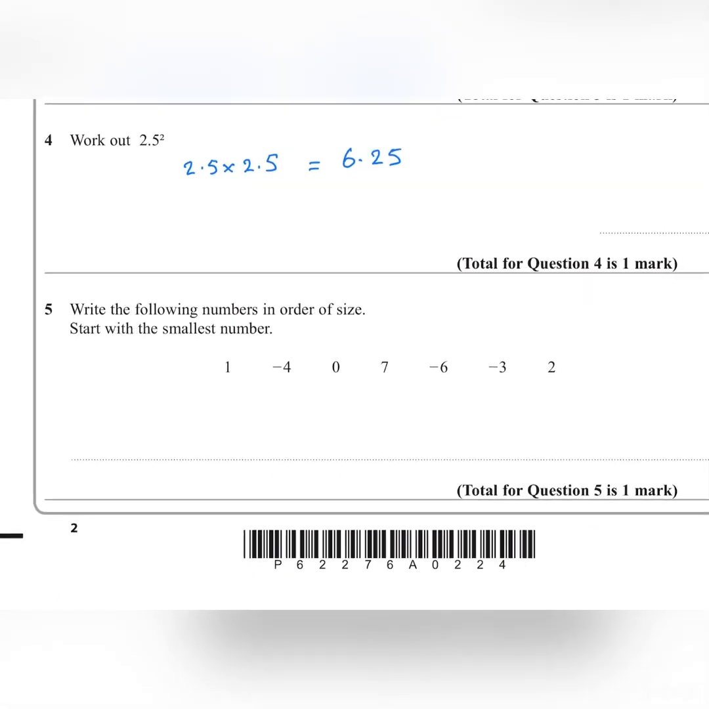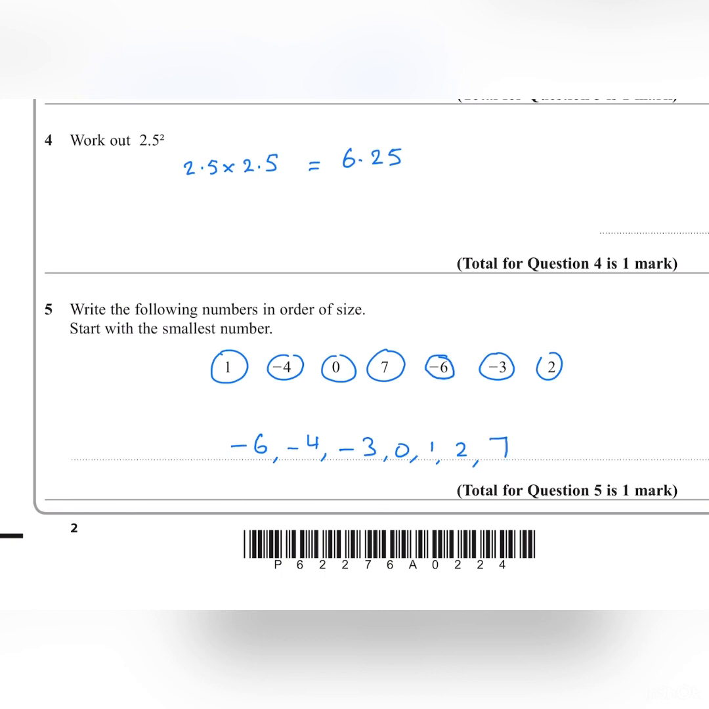Okay, question number 5, it says write the following numbers in order of size. Start with the smallest. Well, if you look here, -6 is the smallest number here. Then -4, -3, and then we have a 0, we got 1, we have a 2, and the biggest number here is 7.